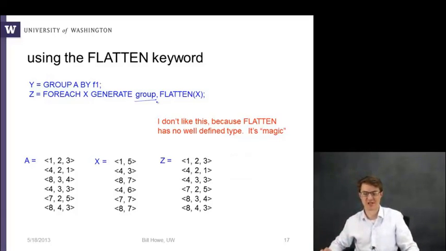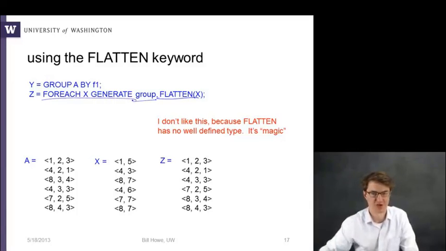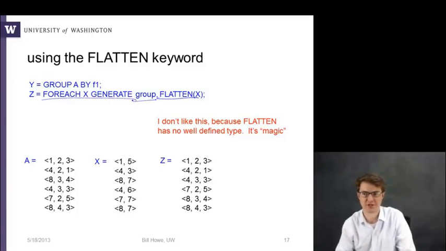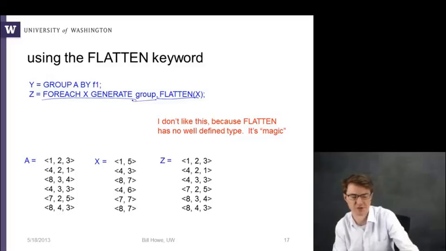And I don't really like this because just using the keyword flatten changes the semantics of the for each and generate. And I think it's a very, very confusing way of doing it. So it's hard to explain the principle going on here, just sort of memorize what it does. Practice with it and memorize what it does.